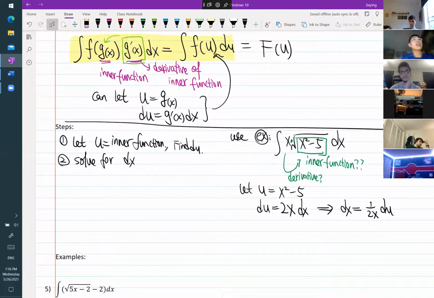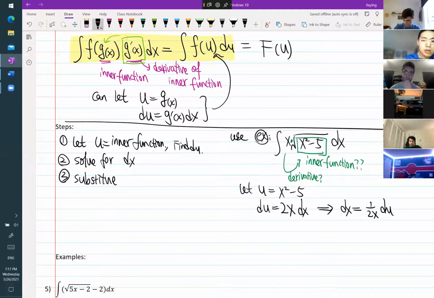Exactly the same thing. So you got du over 2x. It's the same thing as 1 over 2x times du. So now the next step, after I solve for dx, I also have u. So step 3, I'm going to use substitution. Substitute for the inner function using u. And also we're going to substitute dx with whatever we have.